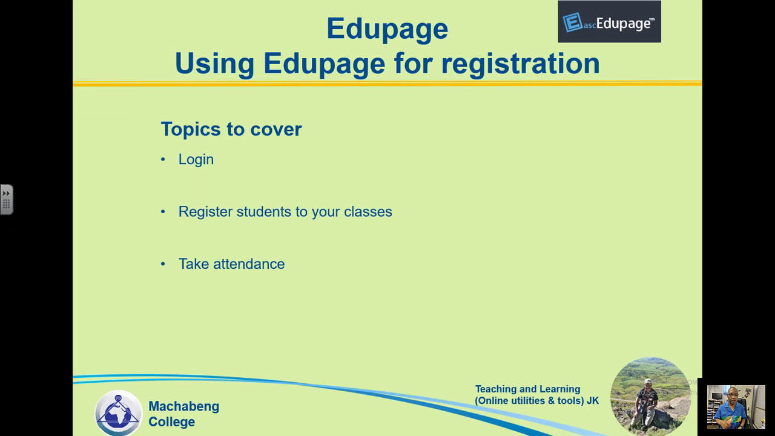Hello everyone. I just want to explain how to do registers and record attendance for students using Edupage. I've propagated data for S1 up to S4, and tonight I'll be propagating for S5. So the only classes that are left now are IB1 and IB2.